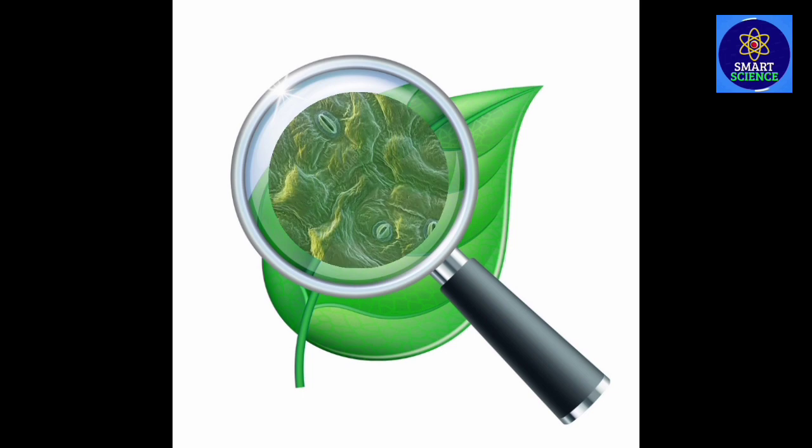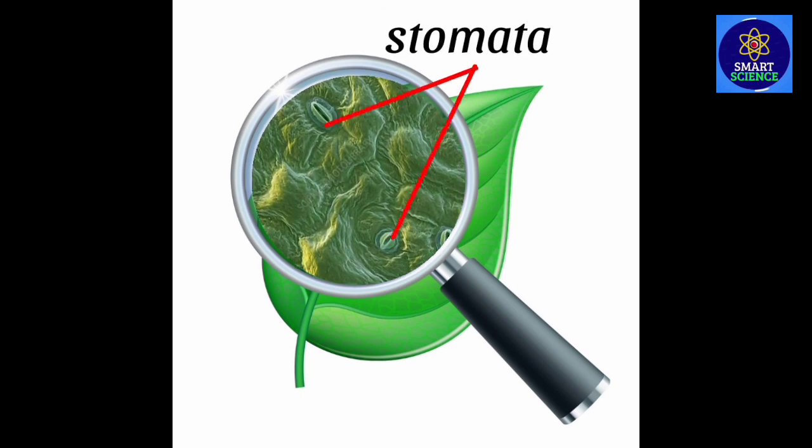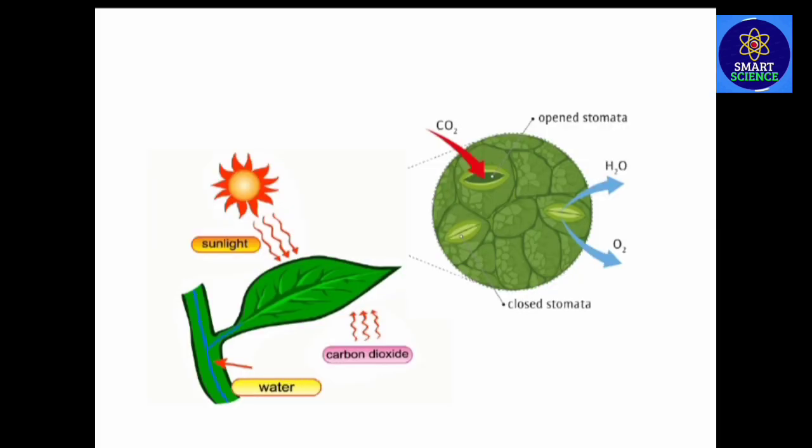When you magnify a leaf, you can observe minute pores or openings called stomata. There are more stomata on the lower surface of the leaf than the upper surface. Air enters and leaves the leaf through these stomata, and water vapor is also released through these stomata.